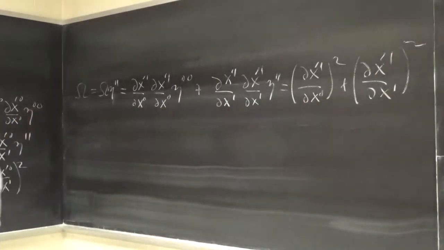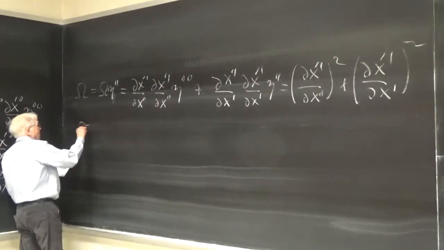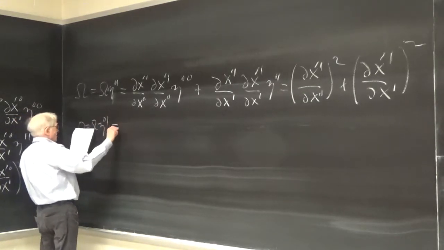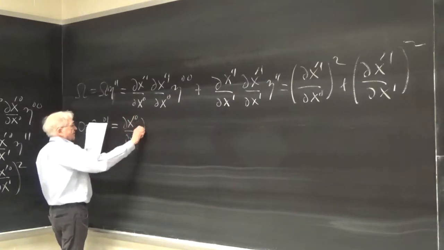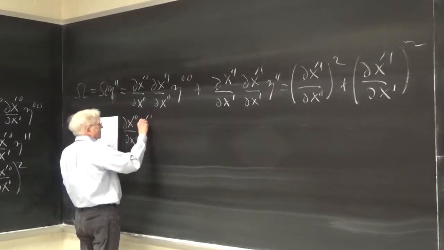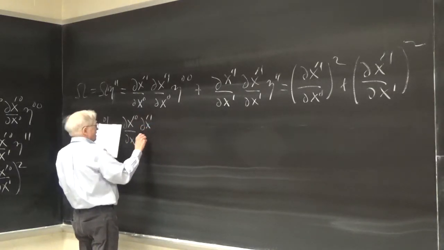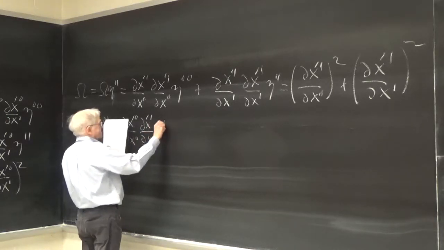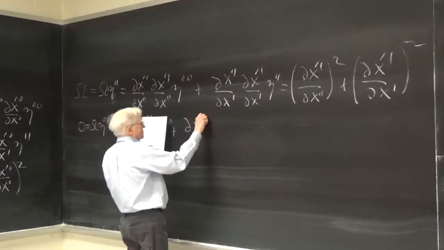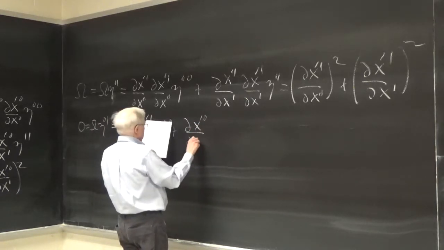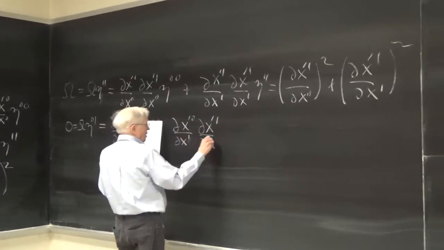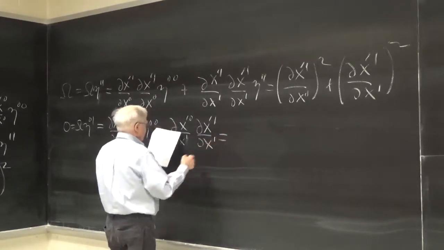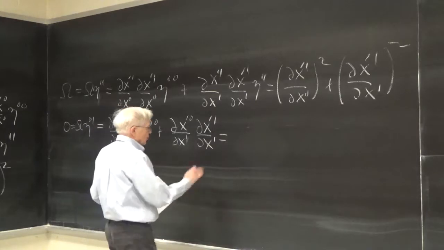And then if you take this same equation and set i equal to 0 and k equal to 1, what you get is 0 is omega eta 0,1, which is equal to partial x'^0, partial x^0, partial x'^1, partial x^0, eta 0,0, plus partial x'^0, partial x^1, partial x'^1, partial x^1, and this one, unfortunately, times eta 1,1.